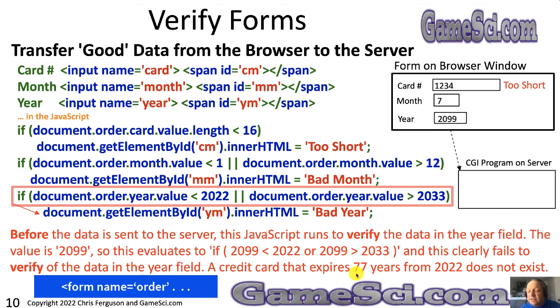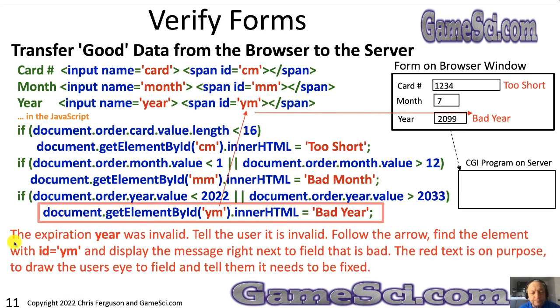A credit card that expires 77 years from 2022 does not exist. Again, I did this slide in 2022. I generally don't like to use hard-coded values. This should probably be a variable for the current year, and this should be current year plus 10. But I wanted to show you so you could see it with hard-coded values. Clearly, no one has a credit card that expires 77 years from today. So that has to be invalid, and it's not worth sending that data to the credit card company to ask if it's good.